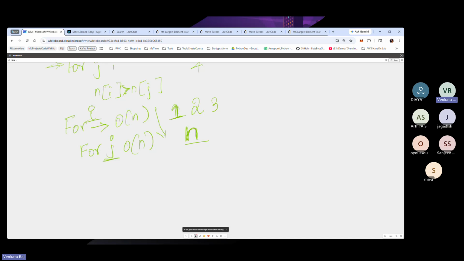So it is like 1 into n plus the second element into n plus the next element. Let's consider the array as 1 2 3 4 and 5. For this element, again you will go through n, plus again n, plus again n. So it is nothing but n into n. For every element, you are going to do n operations. That is why it is n into n, which is equal to n square.